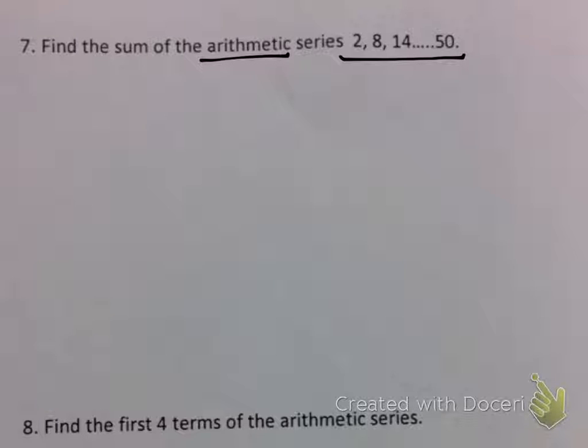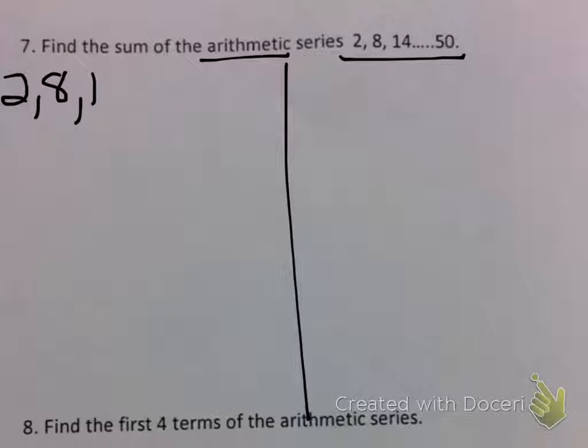Or you could just find the rest of the terms between 14 and 50 and do the math that way. So I think what I'm going to do is show you how to do both of those so that you could do it either way you want to on the test. So let's just split this down the middle here and let's go with the first way. So my first term is 2, my next term is 8, then 14, and I need to go all the way to 50. So let's figure out what our common difference was.